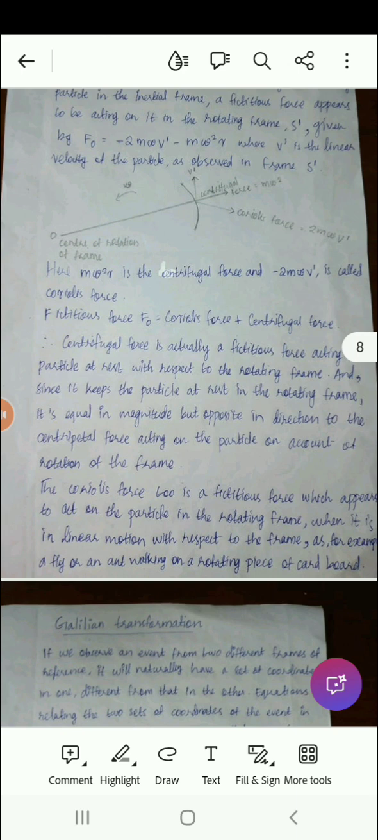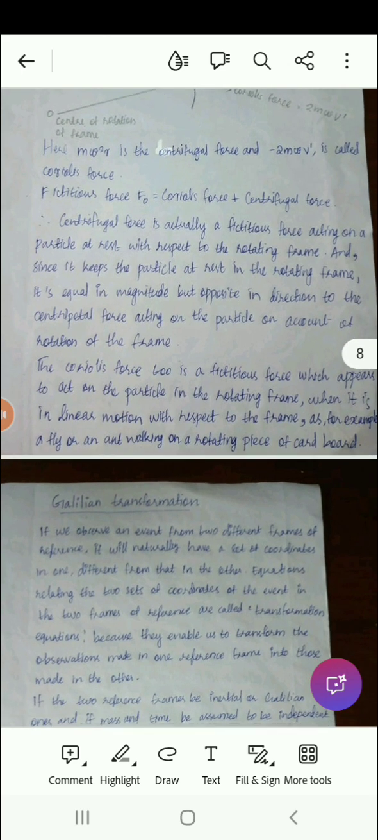And here the fictitious force f0 is Coriolis force plus centrifugal force. So we can say centrifugal force is actually a fictitious force acting on a particle at rest with respect to a rotating frame. And since it keeps the particle at rest in the rotating frame, it is equal in magnitude but opposite in direction to the centripetal force acting on the particle on account of rotation of the frame.